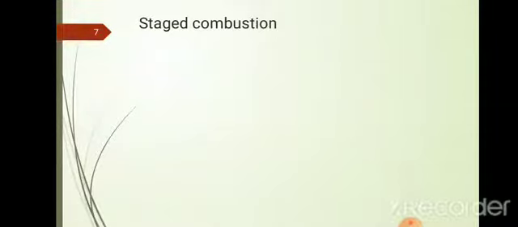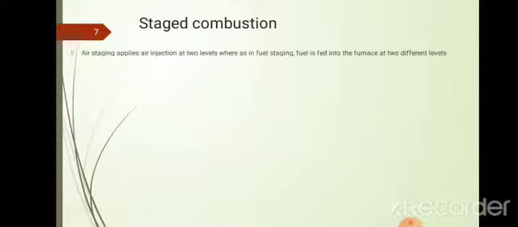And now up to this we are only talking about single stage combustion, but we have two stage or multi-stage combustion, and in that also we have two classifications. One is air staging and fuel staging. In air staging, mainly the air will be supplied at two or more levels, and in fuel staging our biomass will be supplied in different stages, at different levels. That is the difference between air staging and fuel staging.